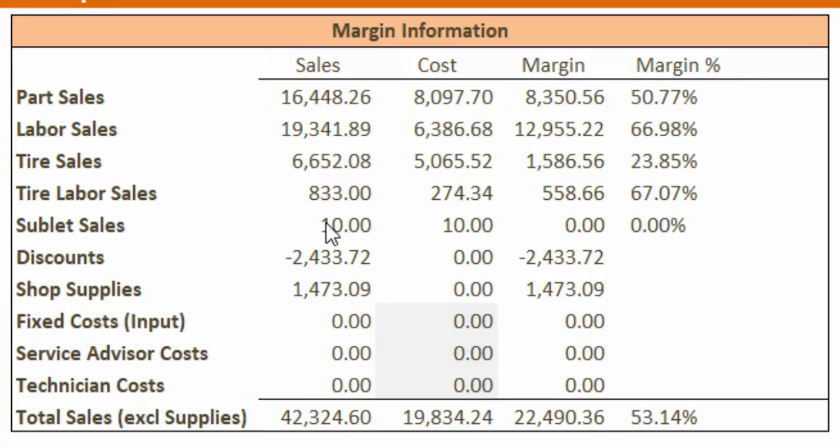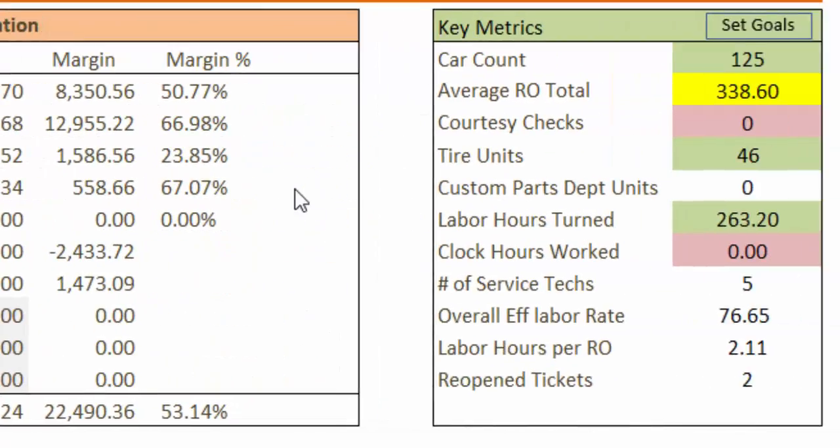To the right, we have your margin information. This pulls in the sales information as well as costs from R-Writer. The shaded areas allow you to put in your fixed cost amounts or cost data from your payroll report to make a more accurate total margin calculation.